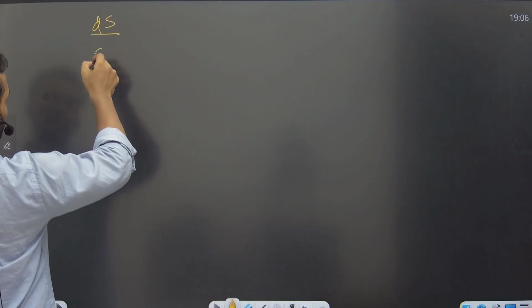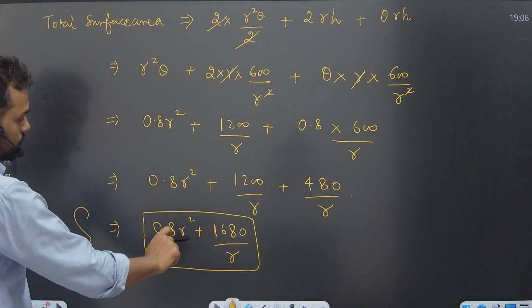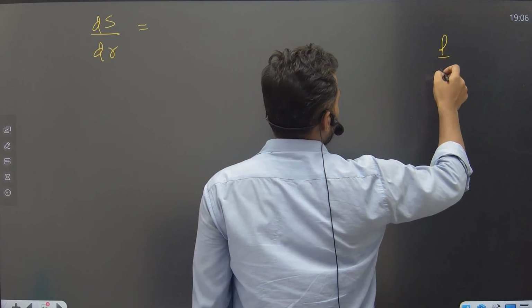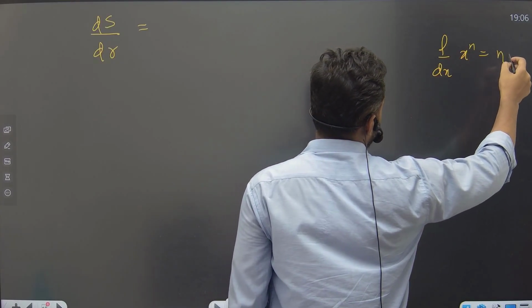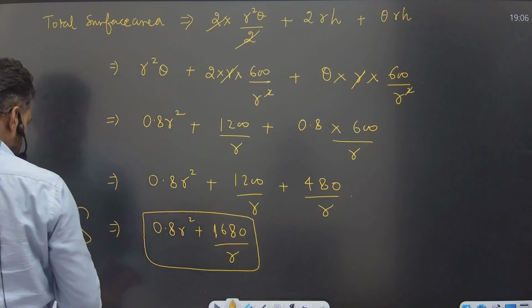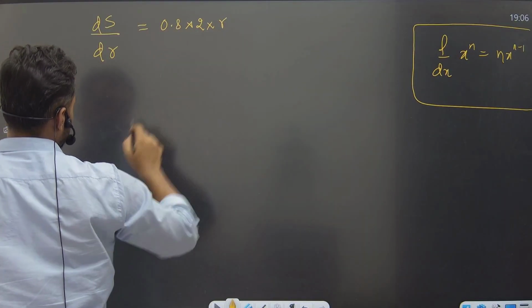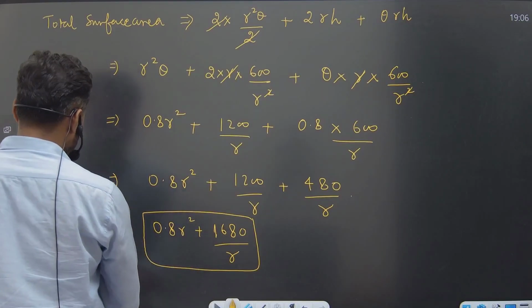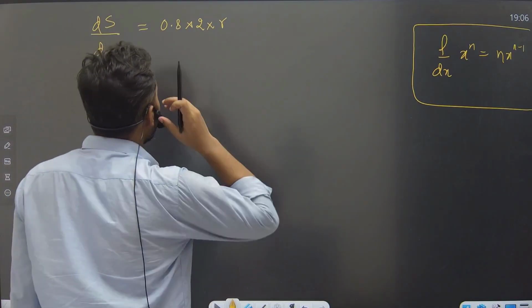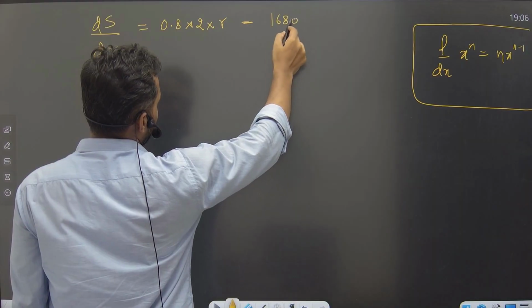So dS by dr will be equal to, what will be the differentiation of 0.8 into r square? Again, the formula which we know: d by dx of x power n is equal to n x to the power n minus 1. This is the formula which we will be applying here. So it will be 0.8 into 2 times r. For this part, it will be negative of 1680 by r square.